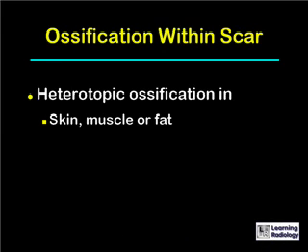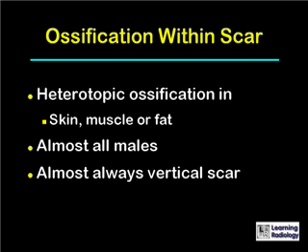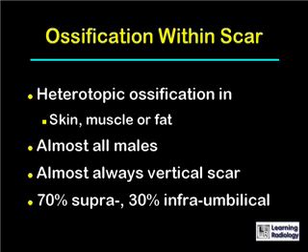Ossification can occur within a surgical scar. This is a form of myositis ossificans secondary to trauma or heterotopic ossification, and it can occur in skin, muscle, or fat. It almost always occurs in males, and it almost always occurs in scars that are oriented vertically rather than horizontally, especially in the abdominal wall. 70% of them tend to be above the umbilicus, 30% below the umbilicus.